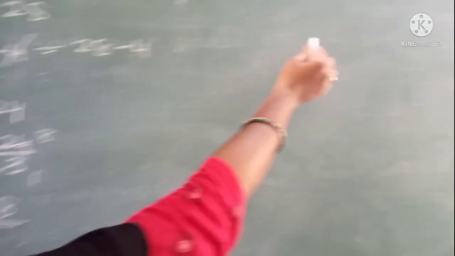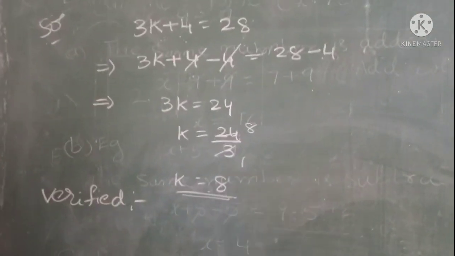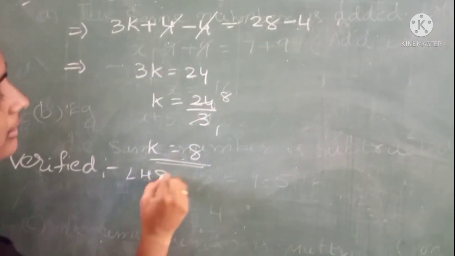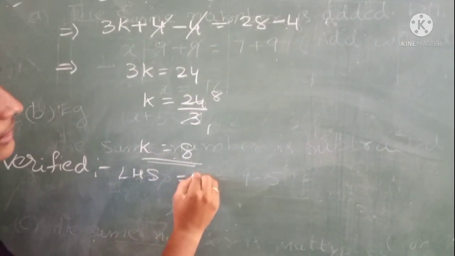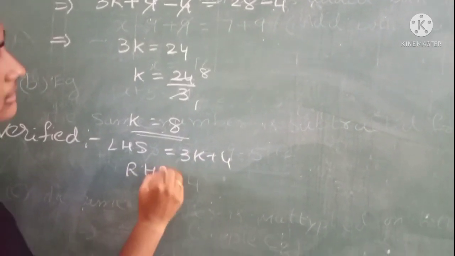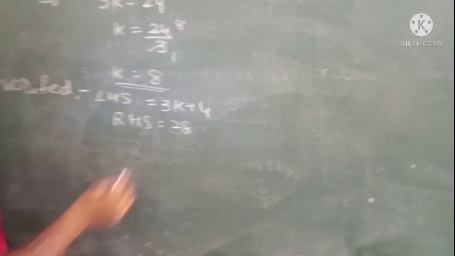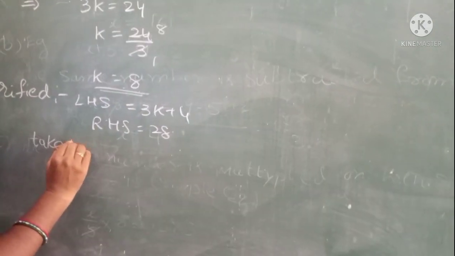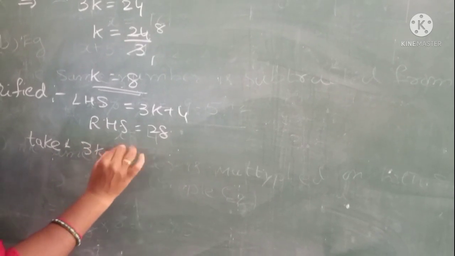Another part of the question is to verify. So let us verify. Children, the LHS part in this simple equation is 3k plus 4 and the RHS part is 28. So I will take the LHS, 3k plus 4.